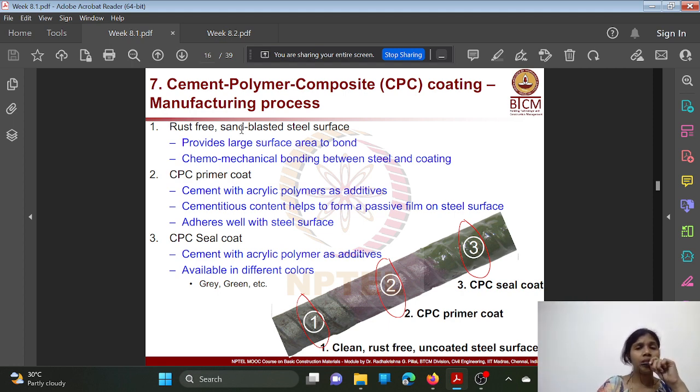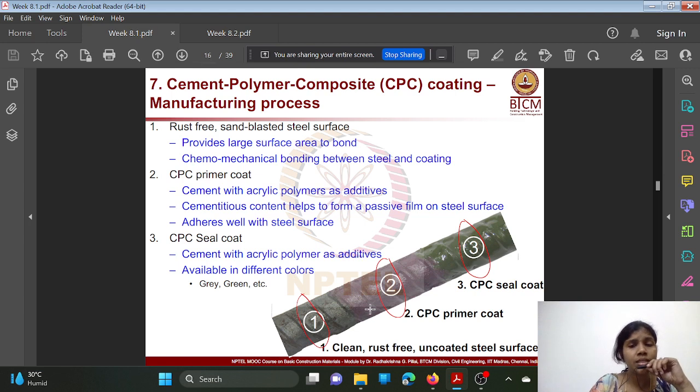That means on the steel surface we'll be applying sand with some force. A rust-free, sand-blasted steel surface provides a large surface area to bond. If it is rust free, the surface area will be more, and the bonding will also be more, and the chemomechanical bonding between steel and coating will be very good if you make it rust free.